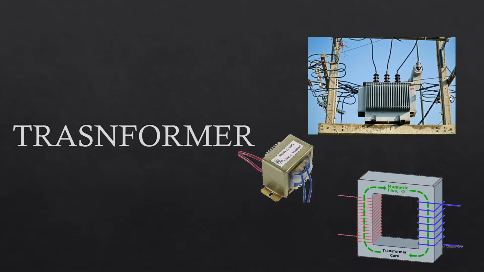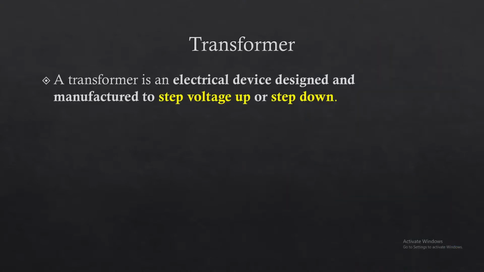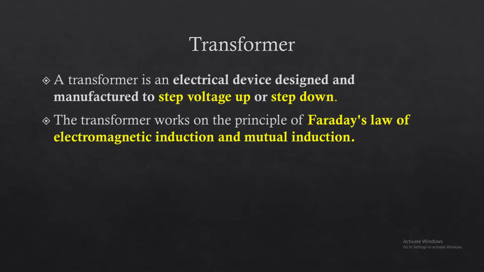Today we are going to discuss transformers. What is a transformer, its types, and what is the working principle of a transformer? A transformer is an electrical device which is designed and manufactured to step up or step down voltage. The transformer works on the principle of Faraday's laws of electromagnetic induction and mutual induction.